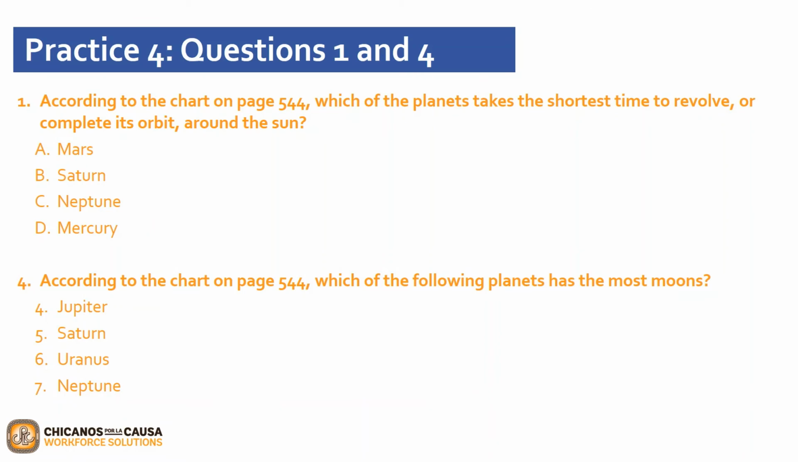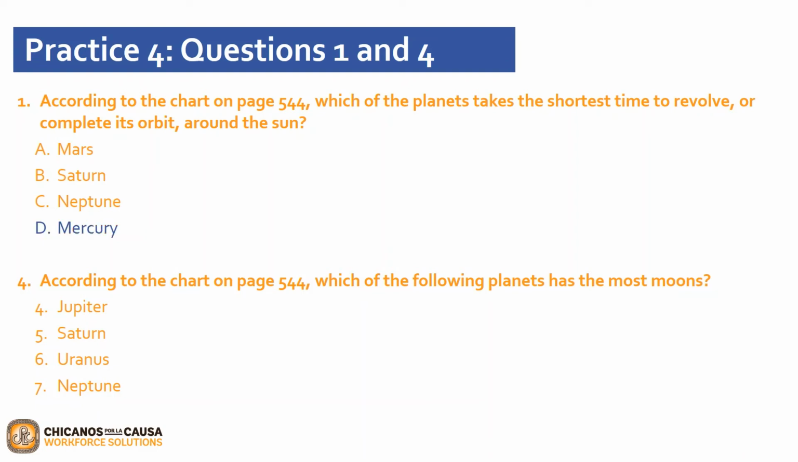According to the chart on page 544, which of the planets takes the shortest time to revolve, or complete its orbit, around the Sun? A. Mars, B. Saturn, C. Neptune, D. Mercury. Well, a planet's revolution is its orbit around the Sun. So let's refer to the chart on page 544 and locate the revolution period. Go down the list and locate the shortest time that it takes to go around the Sun once. It looks like the answer is D, Mercury.